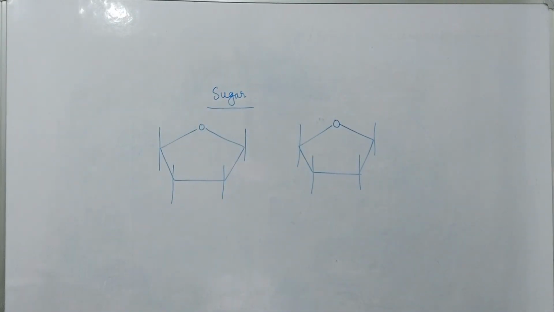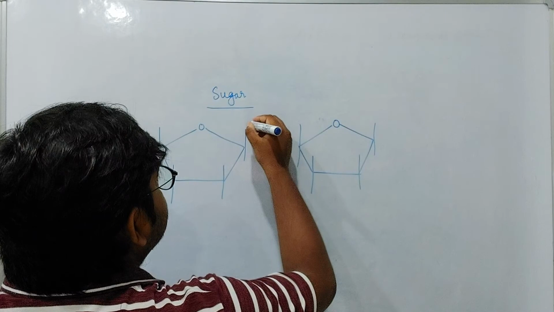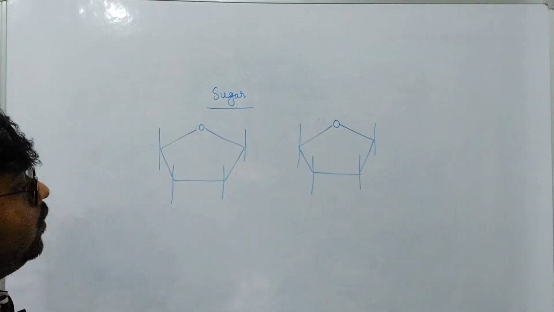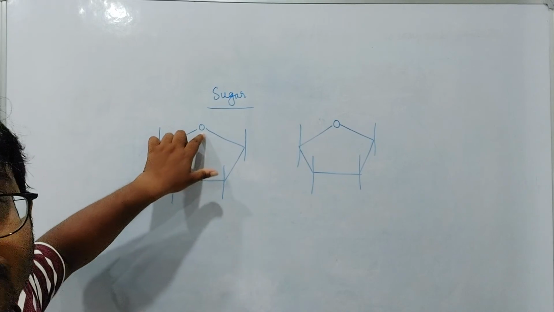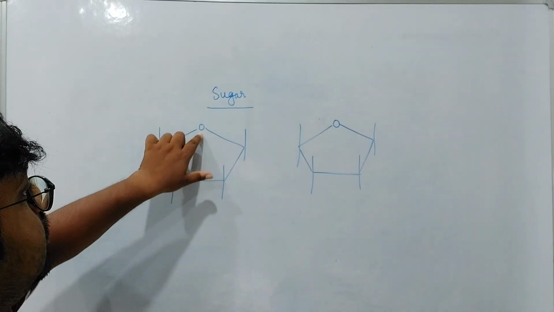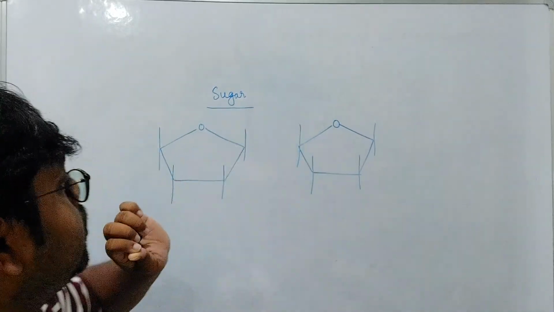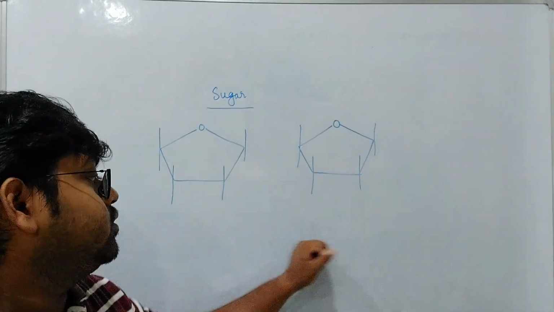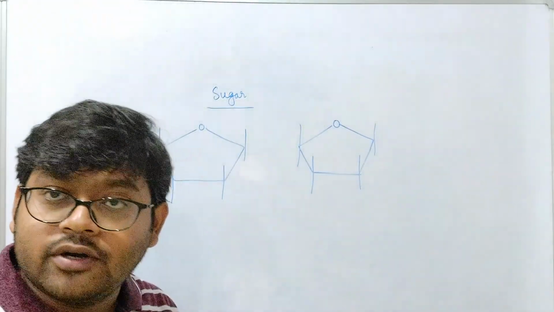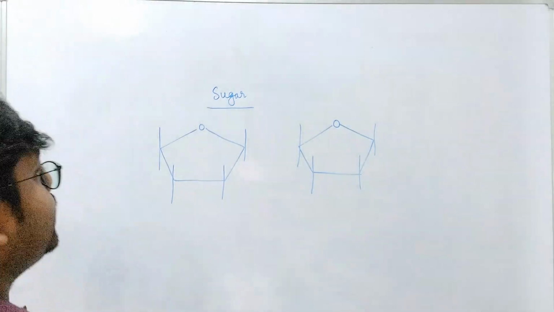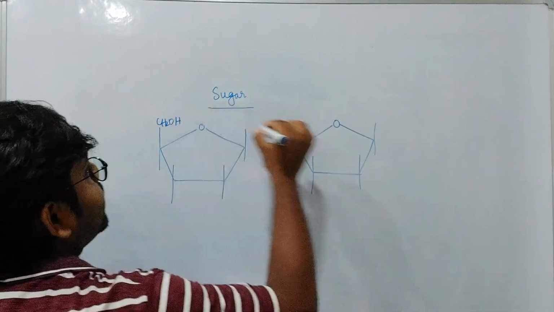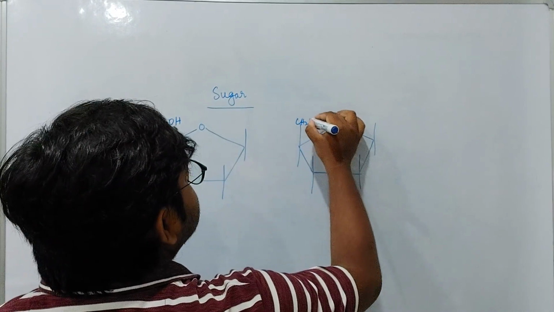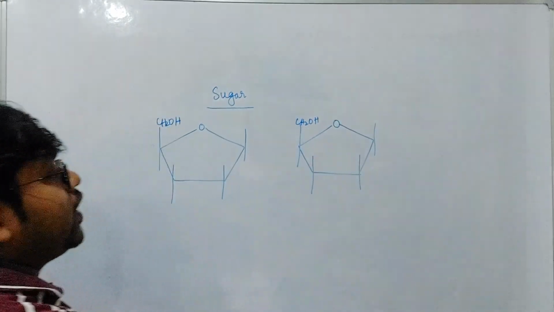So one by one. See, there is a 5-membered ring with an oxygen. So that means, as I have told, that there are 5 carbon atoms, but we cannot see 5 carbon atoms in this structure. So where is the 5th carbon atom? Here it is, CH2OH. Now we have got 5 carbon atoms.